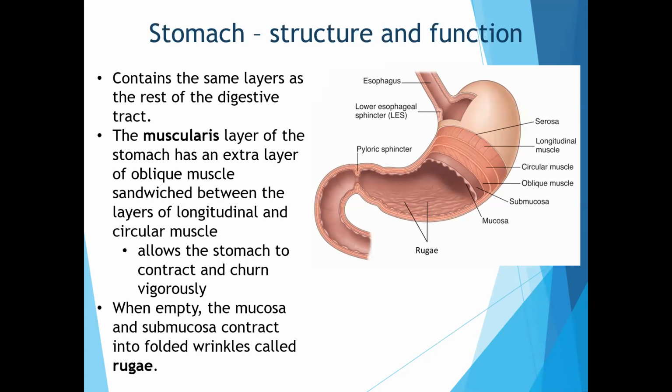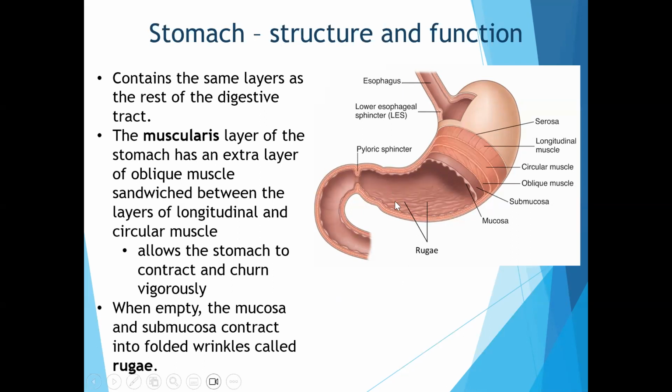So that layer is right in between our smooth muscle layer, the surrounding layer, and then our longitudinal layer. And so that really allows our stomach to contract and churn vigorously because that helps break up our food. It helps get all of the stomach acid and different enzymes that are in the stomach moving and kind of touching all the food. So it helps with digestion.